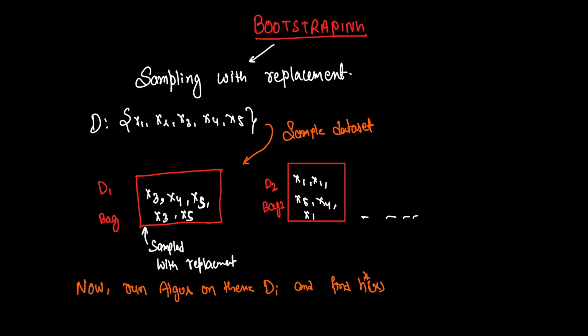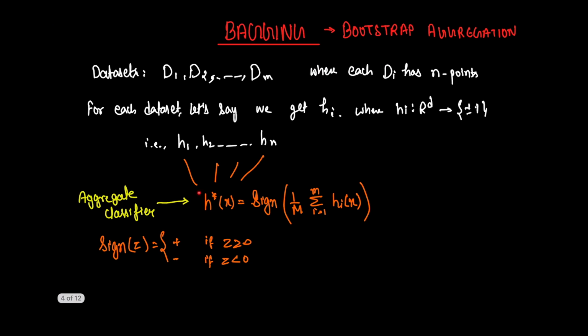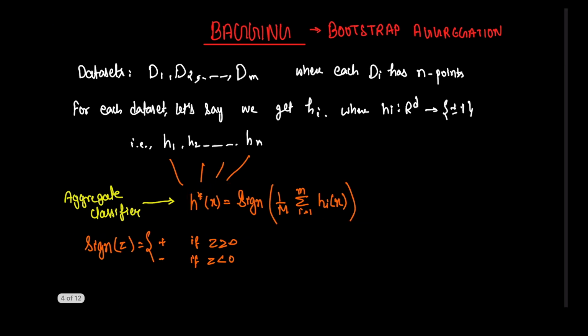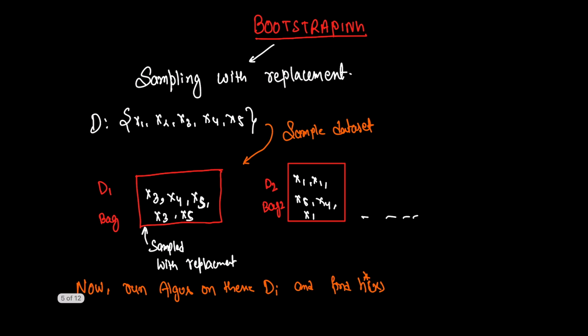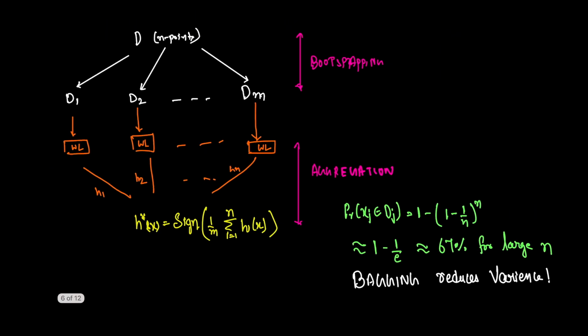Now how will we find H star of X? For every Di we will get an H. And after getting all these H, we will do the aggregation, and we will get H star of X. I hope this is clear to you.